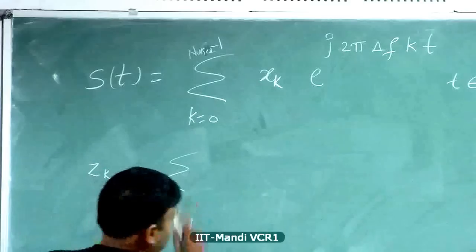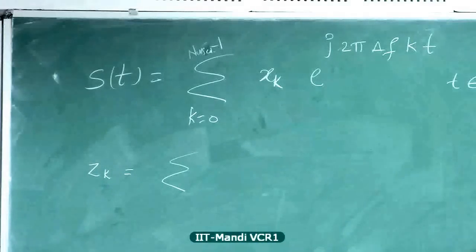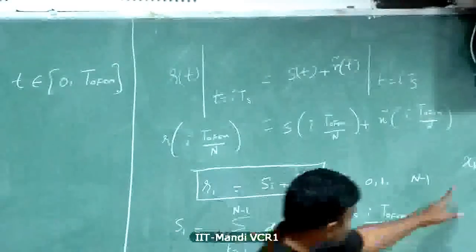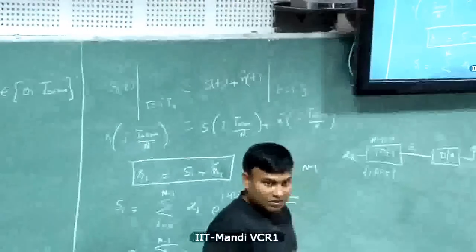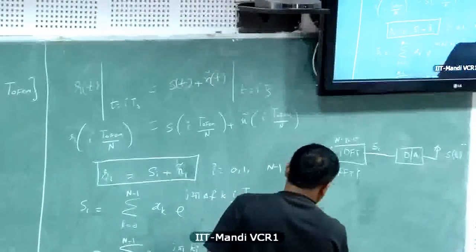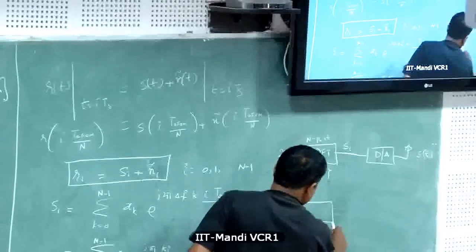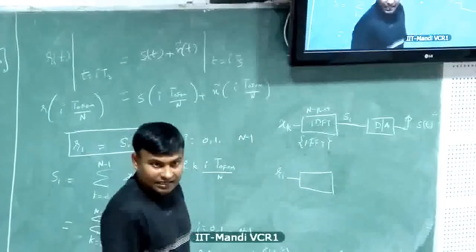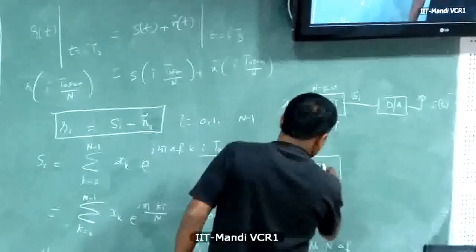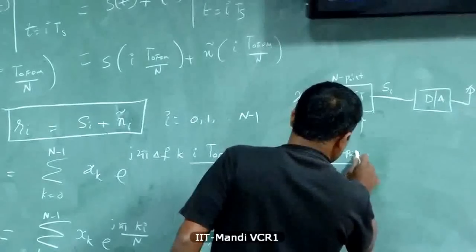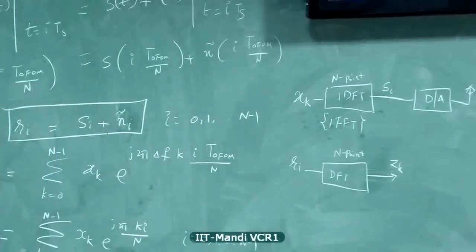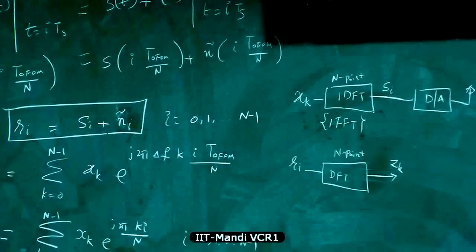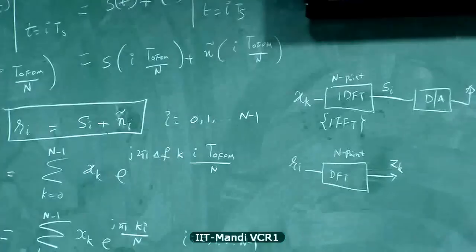So what we will do is, if X of K is passed through an IDFT to generate S of I, it is reasonable to assume that we have R of I and pass it through an inverse transform, which is a DFT, and that is N point, and that gives us Z of K. The receiver includes an inverse, the N point DFT.